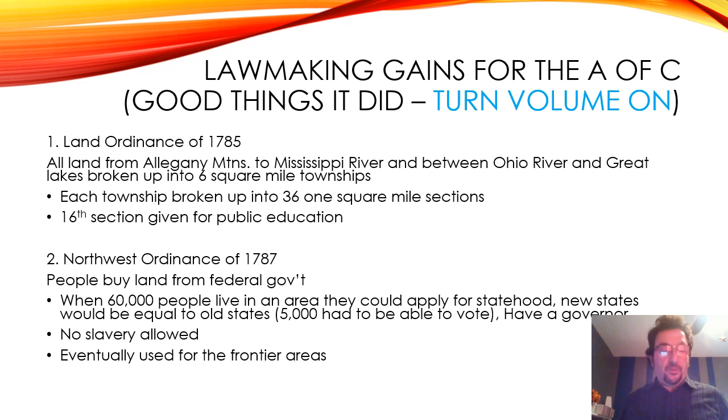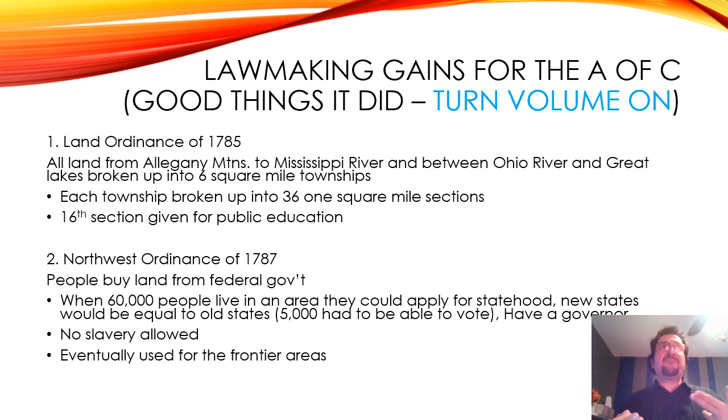But there are steps. There's always a process into becoming a new state. So they have 3 steps. Uno, dos, tres. So 60,000 people had to be moving out there. If you did not have 60,000 people, you could not become a state. Out of those 60,000, part 2, 5,000 of them had to be voters. Once you had 5,000 voters, you could come up with a temporary constitution.